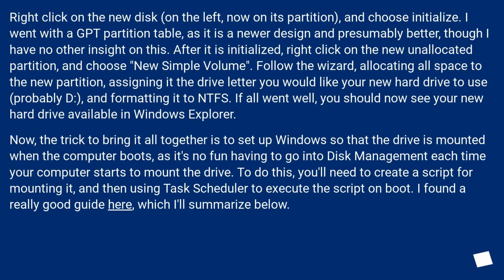Right-click on the new disk on the left, now on its partition, and choose Initialize. I went with the GPT partition table, as it is a newer design and presumably better, though I have no other insight on this. After it is initialized, right-click on the new unallocated partition, and choose New Simple Volume. Follow the wizard, allocating all space to the new partition, assigning it the drive letter you would like your new hard drive to use, probably D, and formatting it to NTFS. If all went well, you should now see your new hard drive available in Windows Explorer.